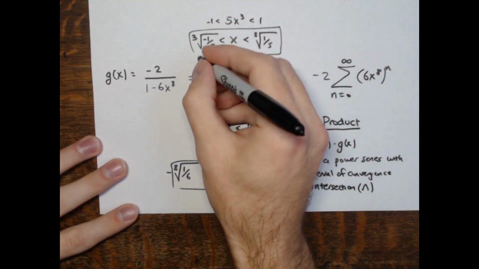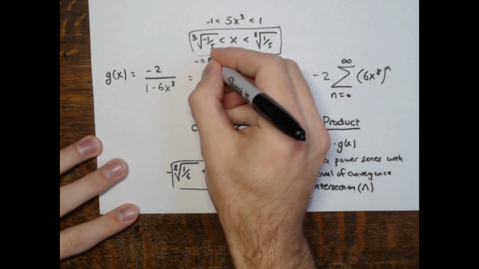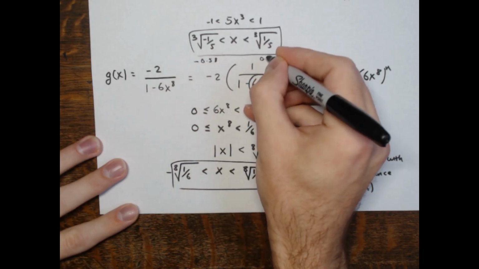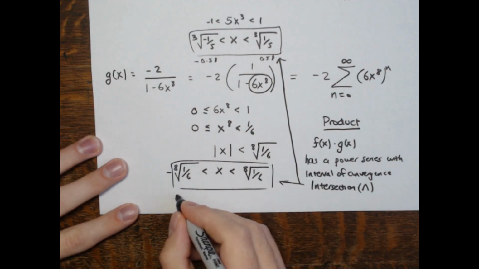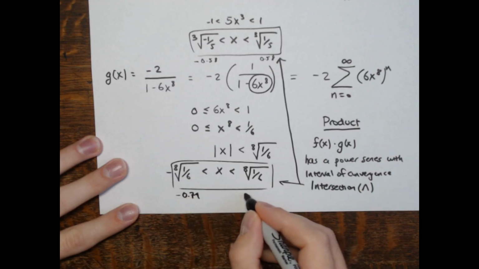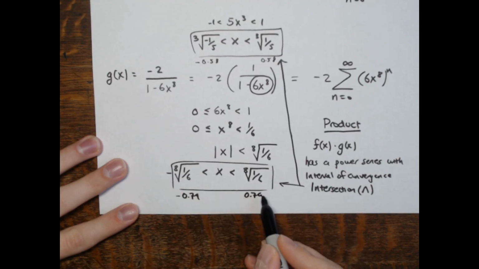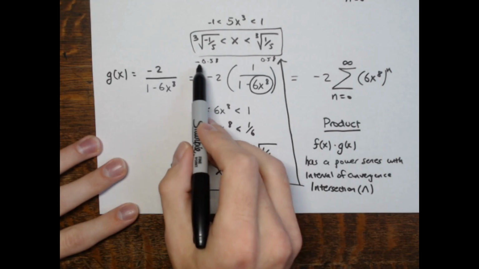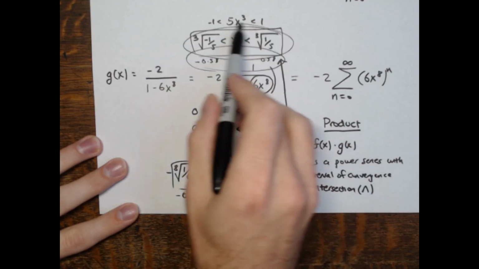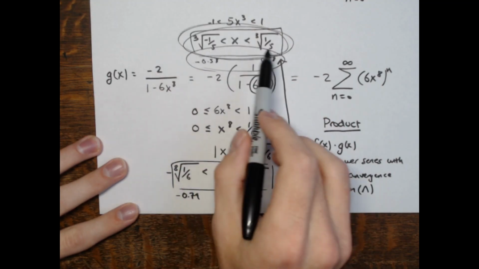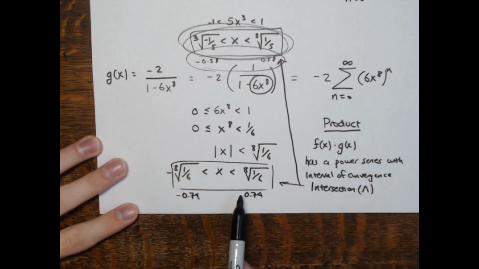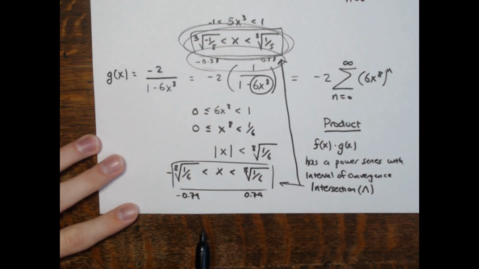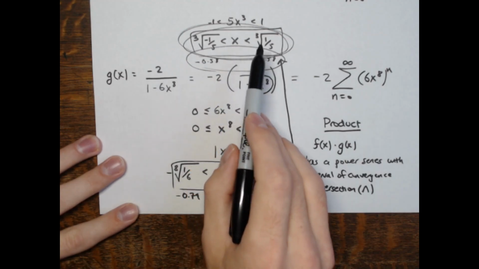So this interval up here is from about negative 0.58 to positive 0.58. And the interval for this other series is from about negative 0.79 to positive 0.79. So again, what they have in common is just between these two, right? So this interval here is what they have in common. Outside these, the second will converge, but the first one won't. If you're above 0.58 but less than 0.79, the second will converge, but the first one won't.